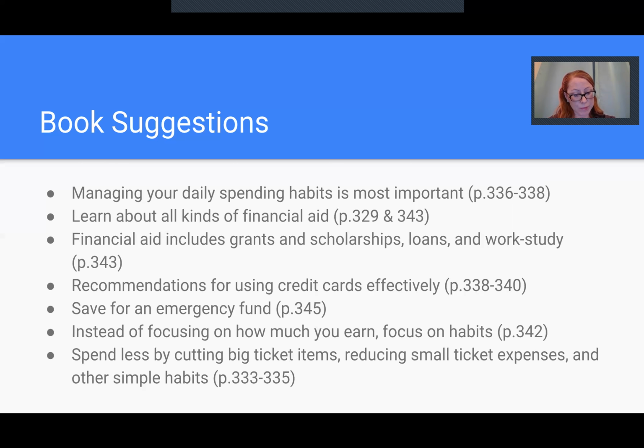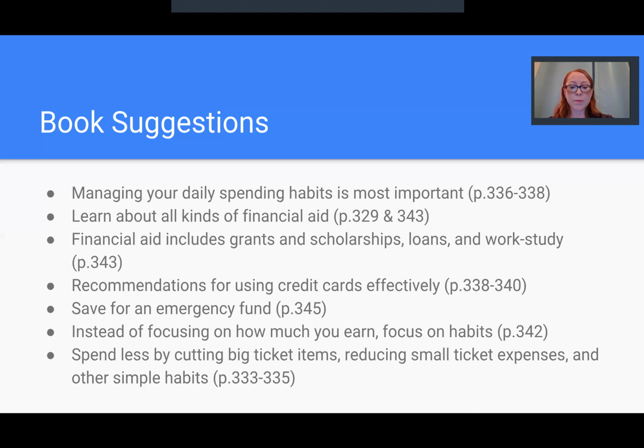The next suggestion is, instead of focusing on how much you earn, focus on habits. A lot of us are going to, over time, earn more money, especially with a college education. We talked about that during our first week, that it is pretty much inevitable that almost all people who get a college education can earn more in their lifetime. It's better to not focus on what you earn now or what you think you're going to earn, although that's important to know, to plan.